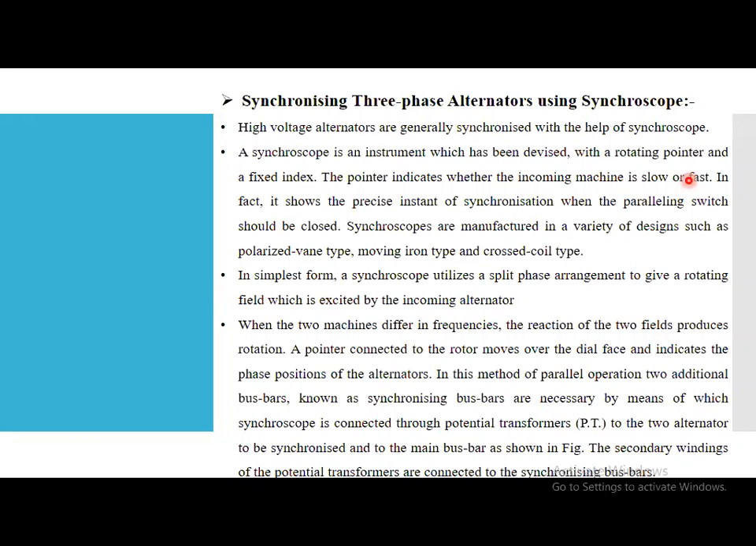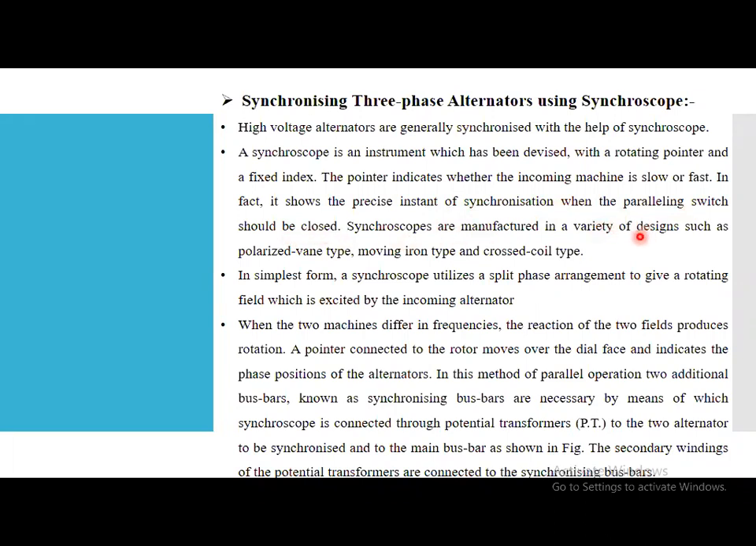See, the alternate bus bar is already there. We have an extra machine which we have to connect with the bus bar. The extra machine which we are connecting with the bus bar is known as the incoming machine. So the pointer indicates whether the incoming machine or alternator which I have to connect is slow or fast. In fact, it shows the precise instant when we can close the synchronizing switch, the instant of synchronization when the paralleling switch should be closed.